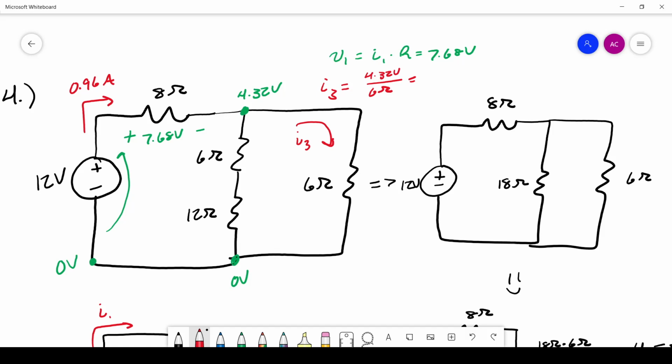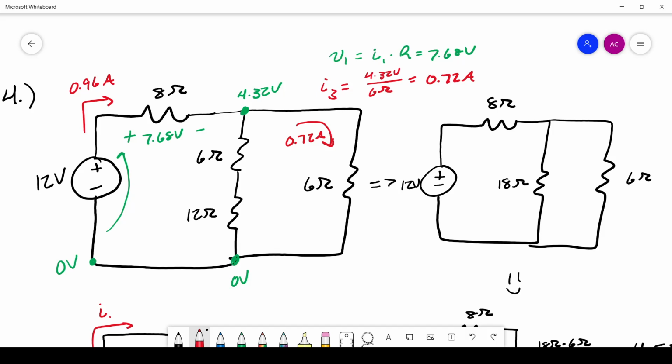4.32 divided by 6. That'll give us 0.72 amps. Okay, so I3 is 0.72 amps. So what do we do about this whole mess right here? It's a little more complicated, but we can separate it out.